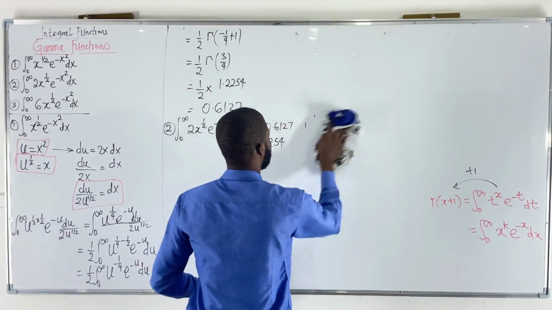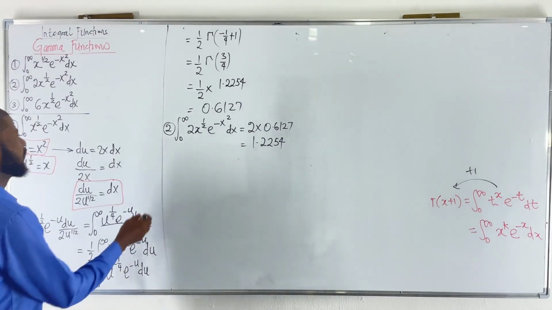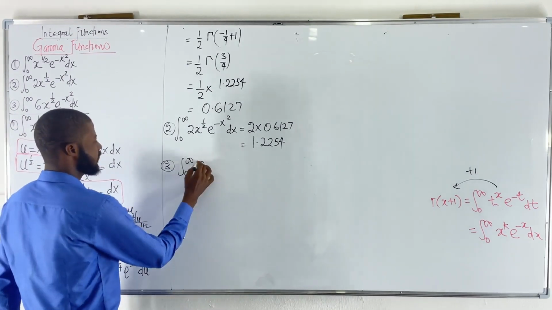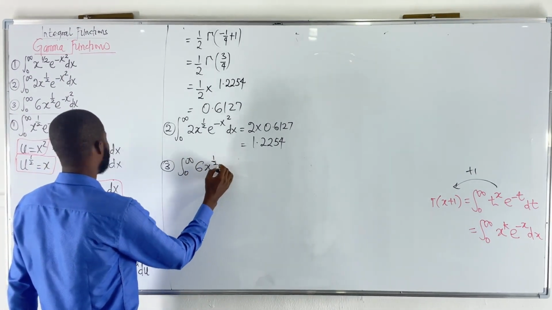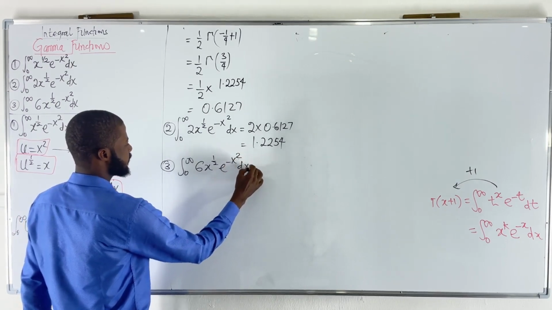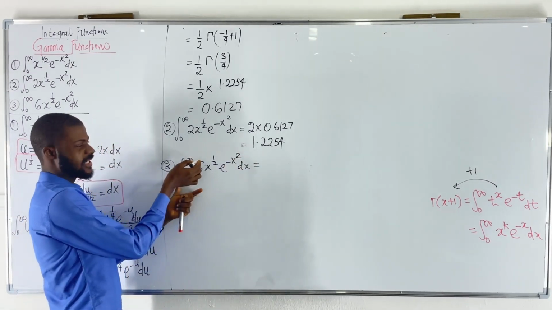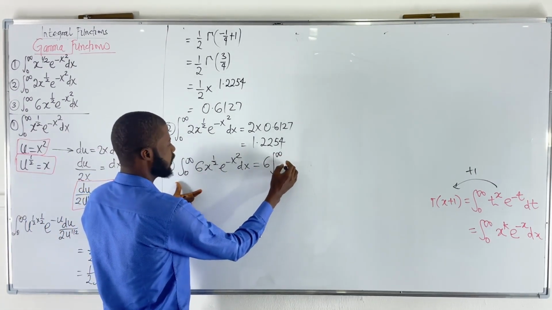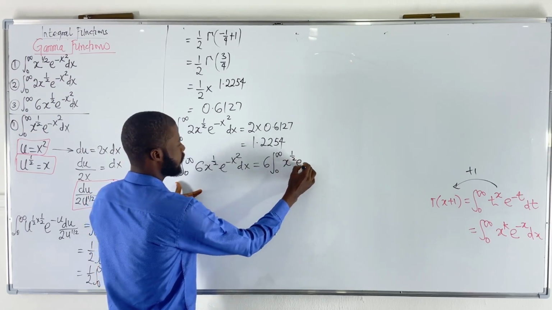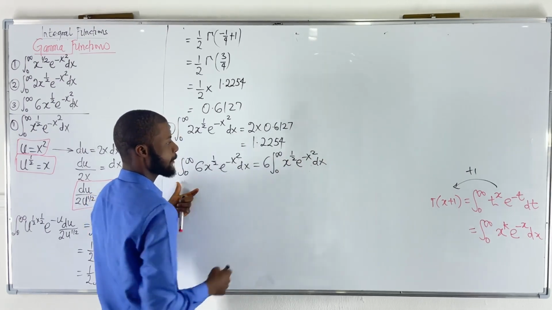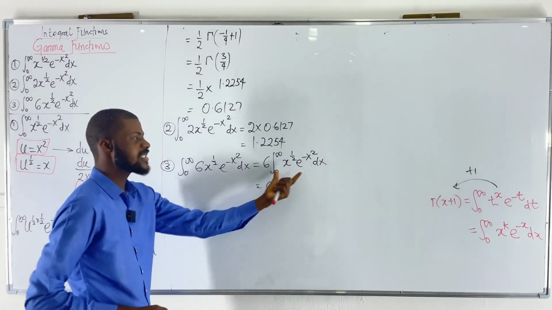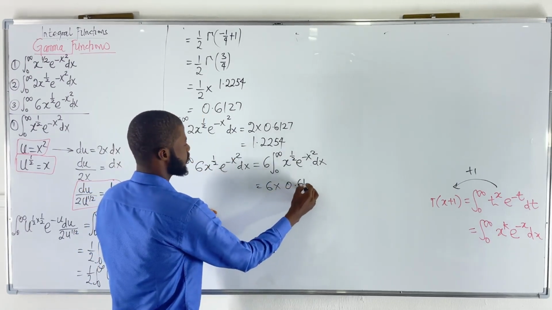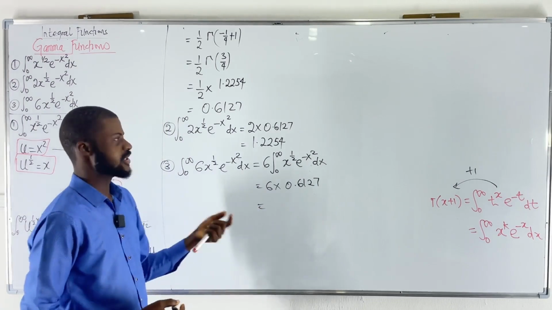Now for the third one, for the number 3, the integral from 0 to infinity of 6x to the power of half e to negative s squared dx. Now the answer for this, remember that the 6 is a constant, so you can just write it outside. So this is 6 times the integral from 0 to infinity, x to the power of half, e to negative s squared dx. Now this is 6 times, what answer did we get for this? The answer we got for this is 0.6127.